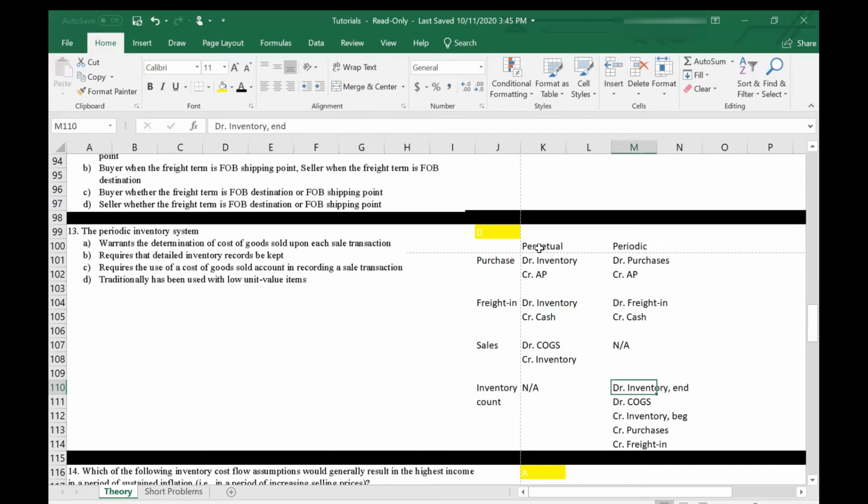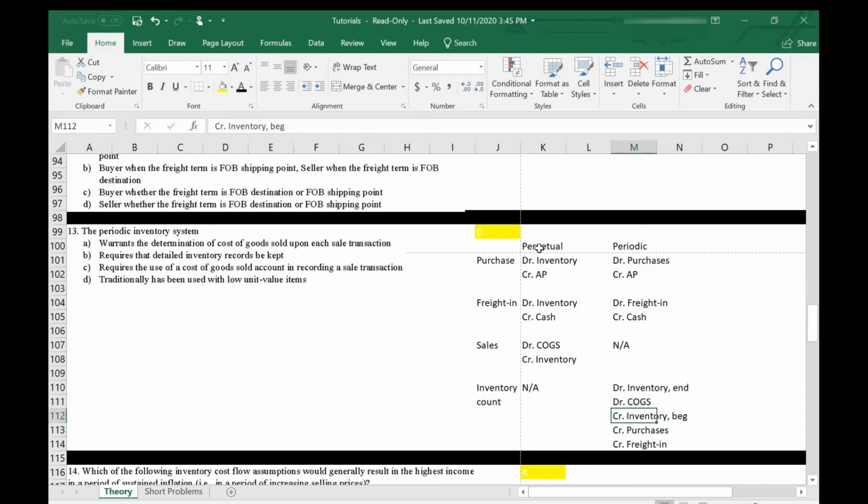So kapag nag-inventory count ka, you'll be able to determine your inventory ending. So you debit your inventory ending. Tapos 'di ba may naka-debit sa accounts mo, may inventory beginning ka, right? What's the normal balance of an inventory? Debit, right? So if you want to cancel out your inventory beginning na naka-debit, you credit it. If you want to cancel out your purchases, you credit it. If you want to cancel your freight in na naka-debit, you credit freight in.